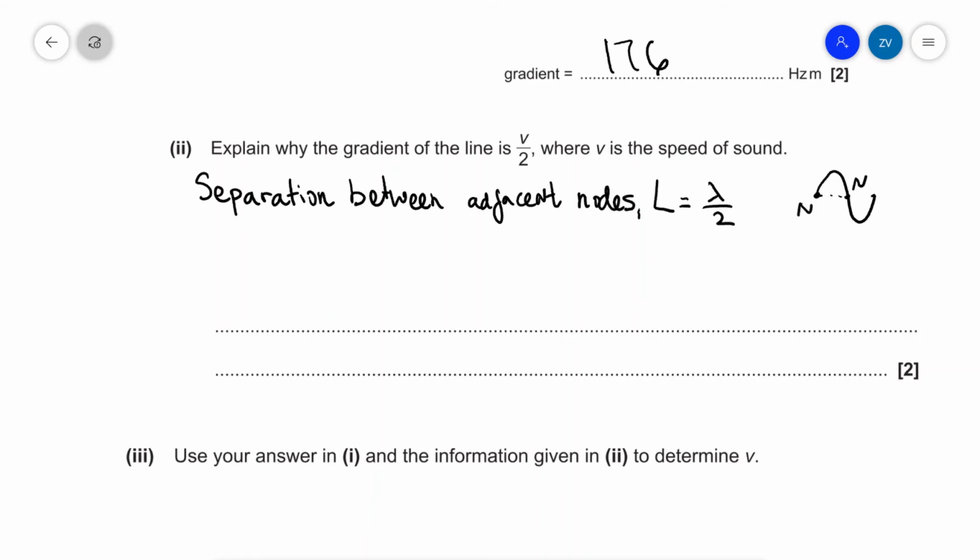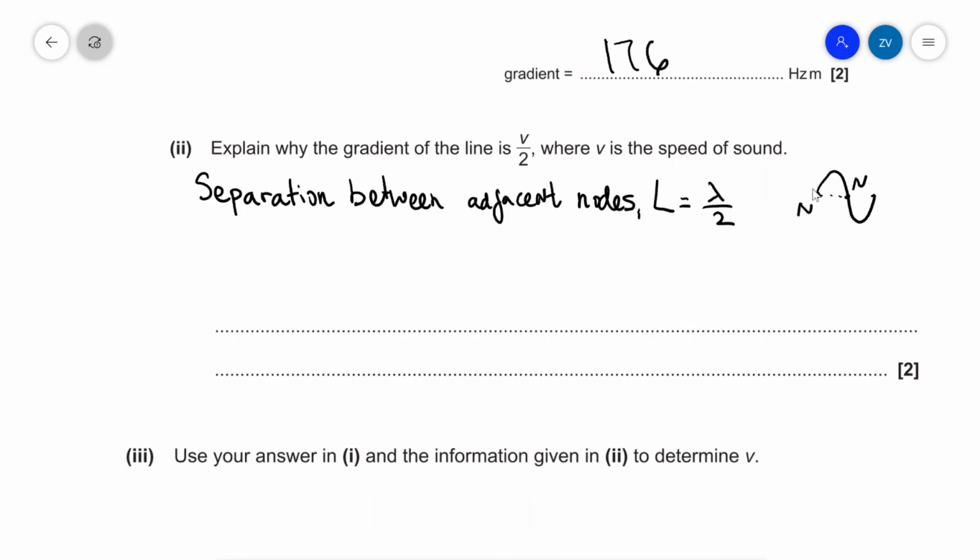Next, explain why the gradient of the line is v over 2, where v is the speed of sound. Well, the separation between adjacent nodes, L, is actually equal to half the wavelength. Let's visualize this with just a normal stationary wave. Notice that in this case, our wave is longitudinal, and I've just drawn a transverse wave here. It's the same principle behind it, however, it's easier to visualize.